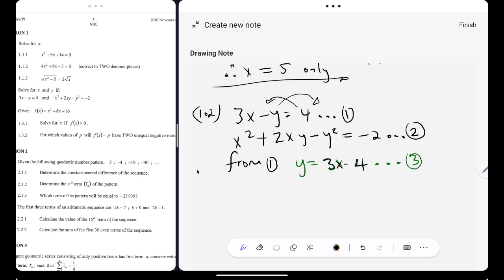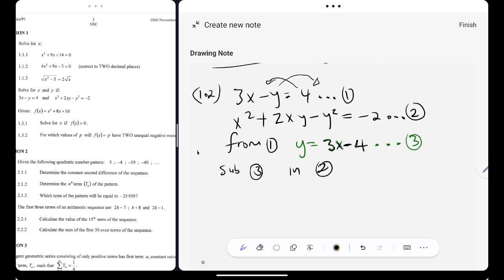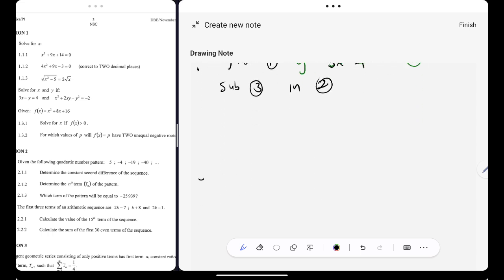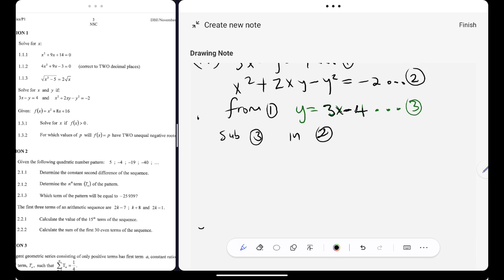(3x minus 4). Okay, so now all I need to do is to substitute equation 3 in equation 2. That's all I need to do. This simply means whenever I see y, I just substitute 3x minus 4.